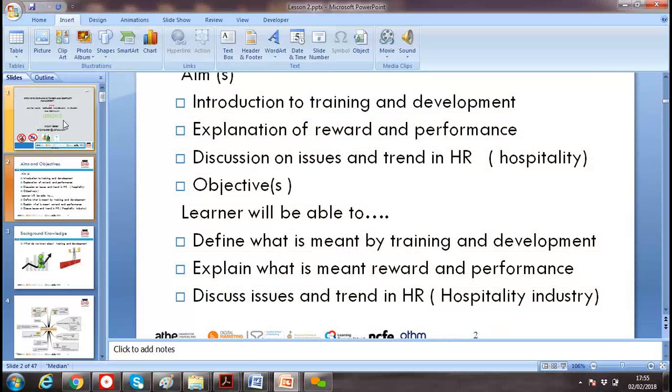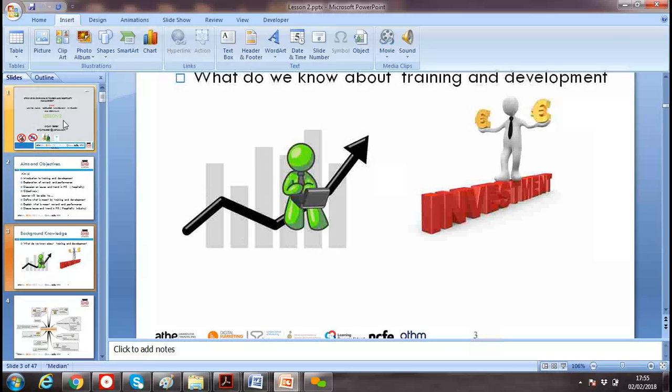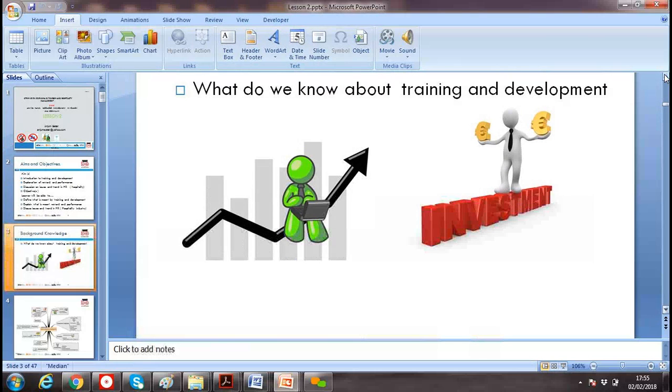Today's lesson covers an introduction to training and development, an explanation of reward and performance, and a discussion on issues and trends in HR. The learner will be able to explain what training and development are, what the difference between them is, and how a reward system helps to improve performance. So we are covering LO2.